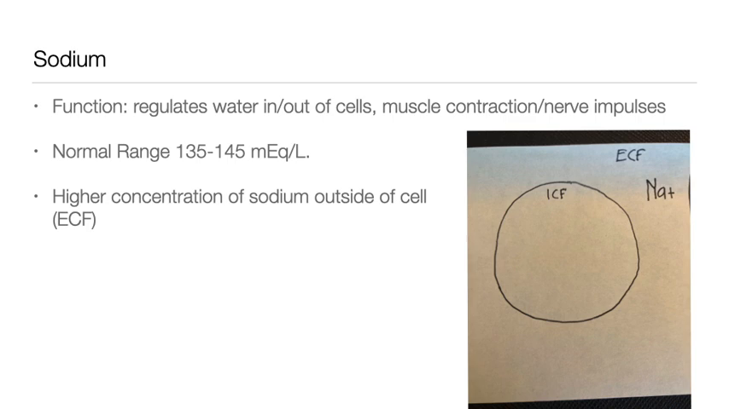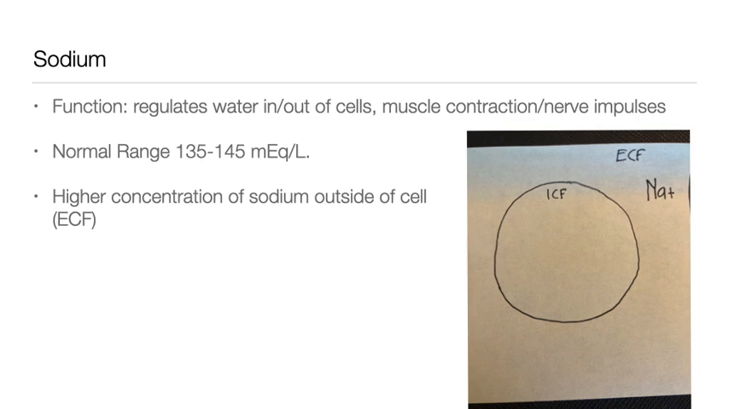I took pictures of this little cell here with the intracellular fluid and the extracellular fluid, and I'm going to add the electrolytes where they appear in higher concentration as we go along. So starting with sodium, the function of sodium is to regulate water inside and outside of cells, so the fluid balance inside and outside of cells. More sodium will bring more water into the cells. Less sodium will bring less water into the cells. But it is mainly concentrated on the outside of cells. It's involved in muscle contraction and conduction of nerve impulses.